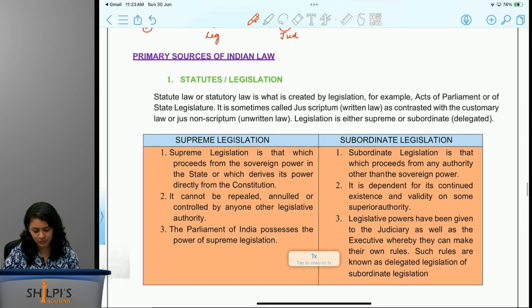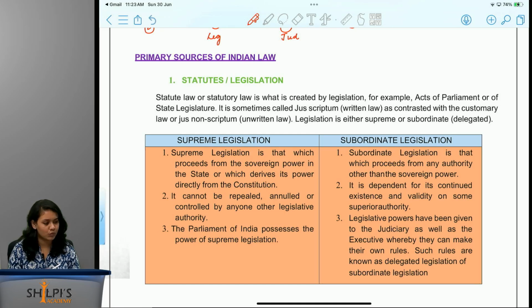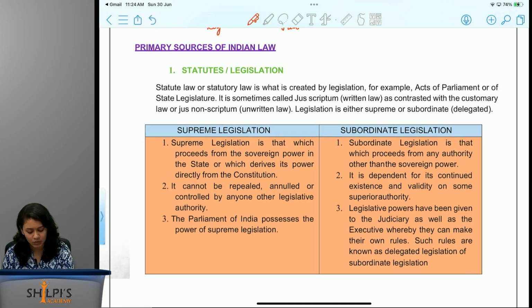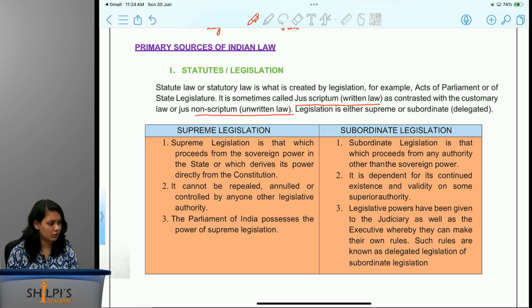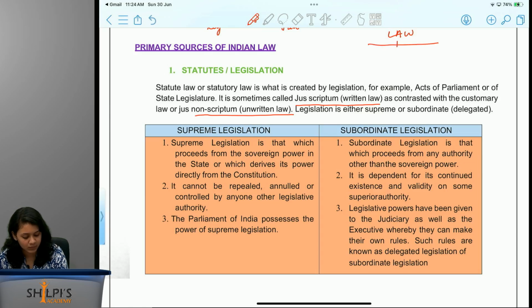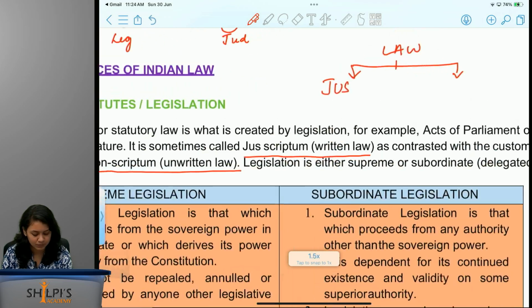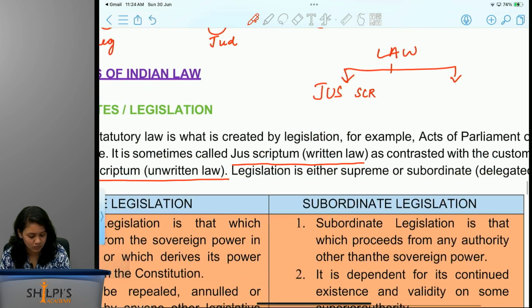Please read this with me. Statute law is what is created as legislation. It is sometimes called jus scriptum, that is written law, or jus non scriptum, that is unwritten law. So law is divided between jus scriptum and jus non scriptum.